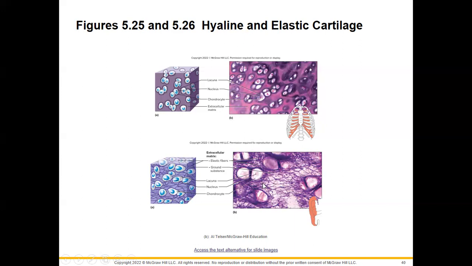Then you have elastic cartilage. So these little lines that go through it that you don't see here, these little lines are going to be your elastic fibers. But again, you have your chondrocyte, the little cells, sitting in a lacuna, little bed, little lake where it lives, where it's protected. And surrounding that, you have this ground substance or this matrix that also has these elastic fibers associated with it. Again, it has a very unique look.